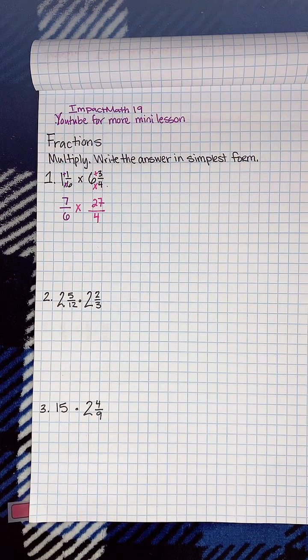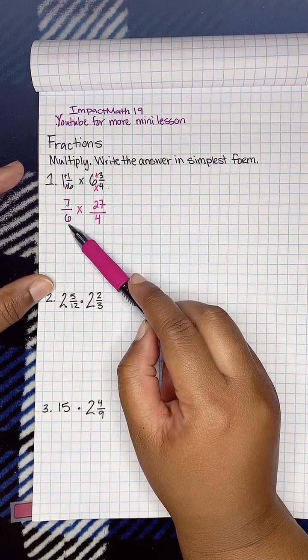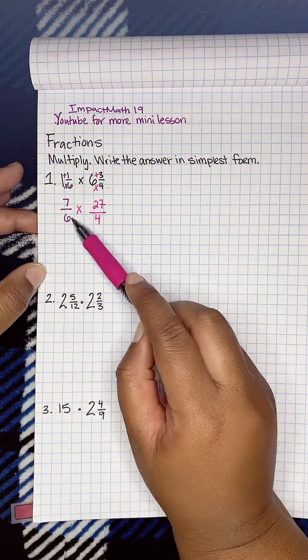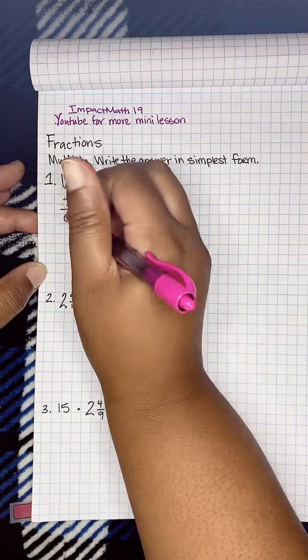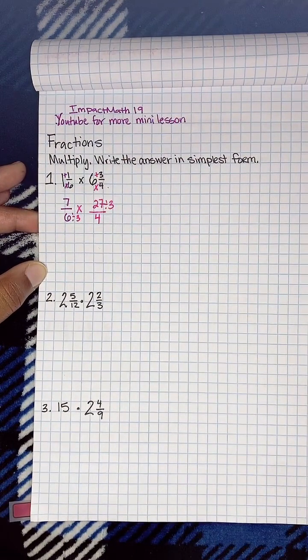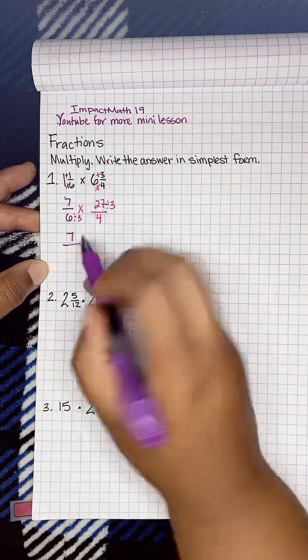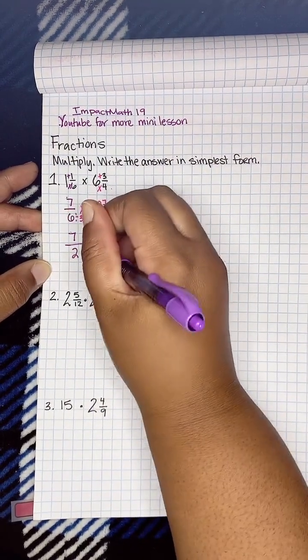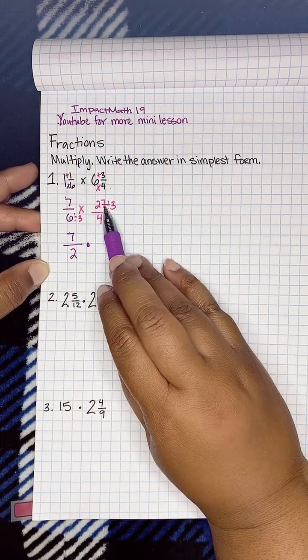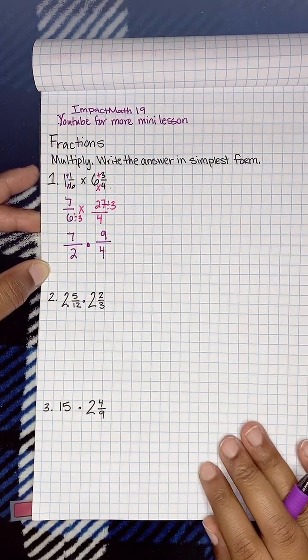Somebody said 3. Yes, okay, the 6 and 27. We're not going to cancel them out, but 6 and 27 have 3 in common. So we can divide this by 3, and we can divide this by 3. When we do that, we're going to get 7 over, 6 divided by 3 gives us 2, times 27 divided by 3 is 9 over 4.